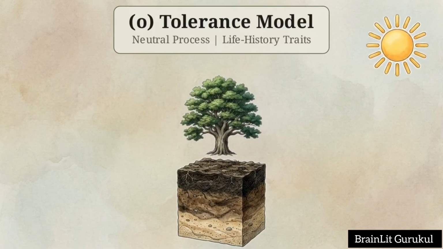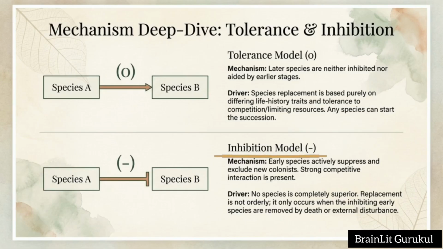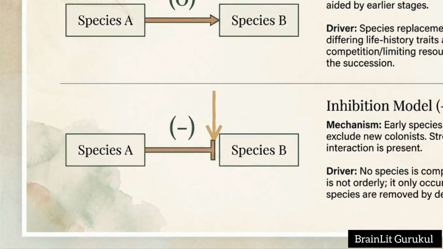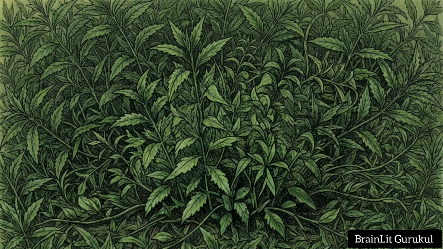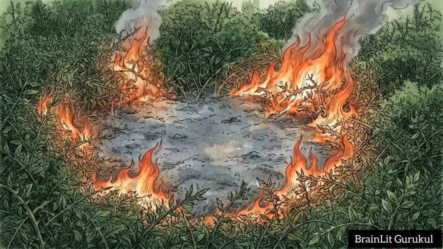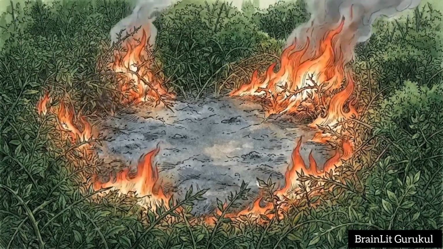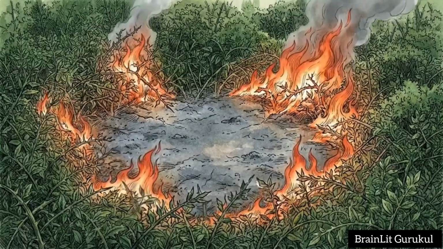The third pathway is the inhibition model. This is an antagonistic pathway where pioneers suppress and exclude any new arrivals through strong competitive interactions. Under inhibition, the succession timeline is temporarily frozen. The community will only advance when an external disturbance or natural death removes the inhibiting early species from the board.